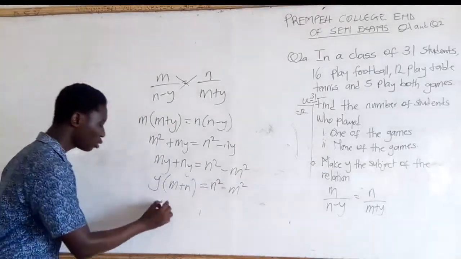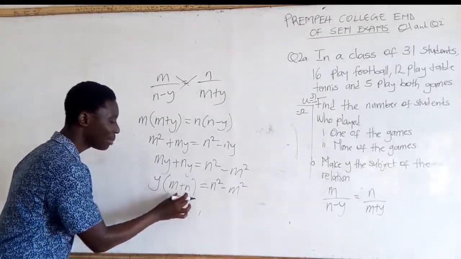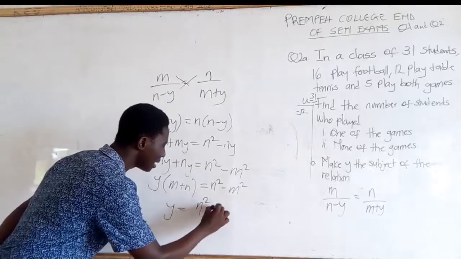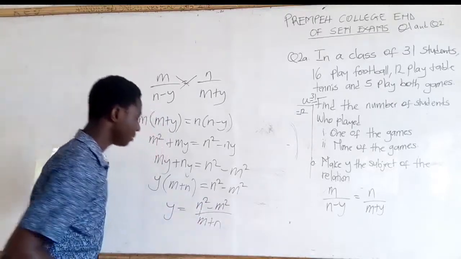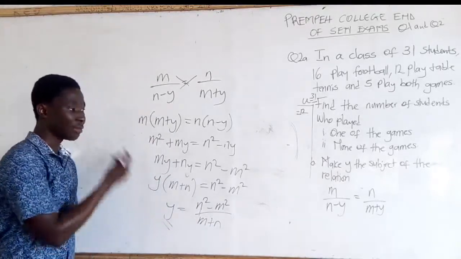Now we want y, so we divide both sides by m plus n. So y is equal to n squared minus m squared all over m plus n. Now this is our answer for y.